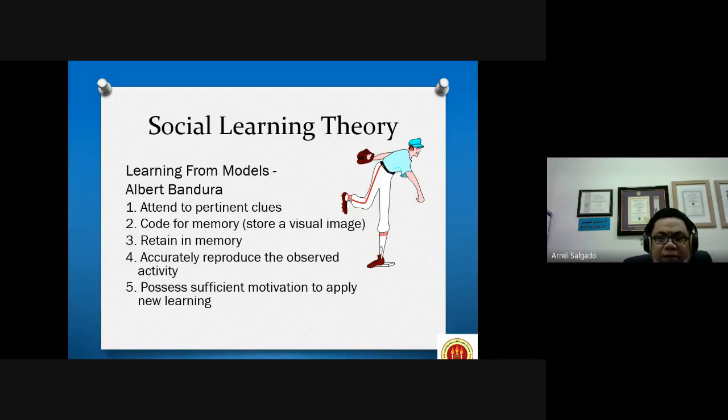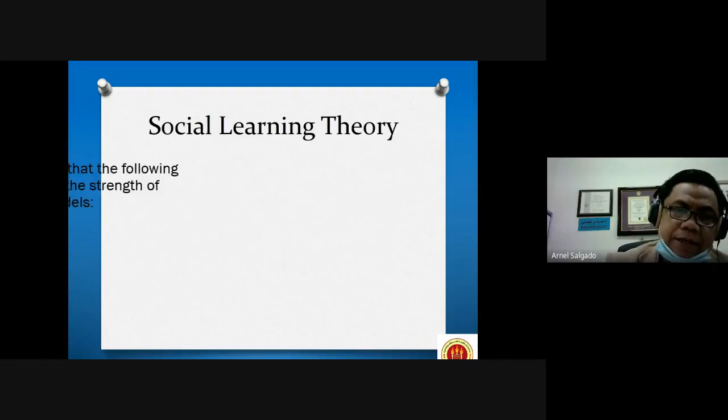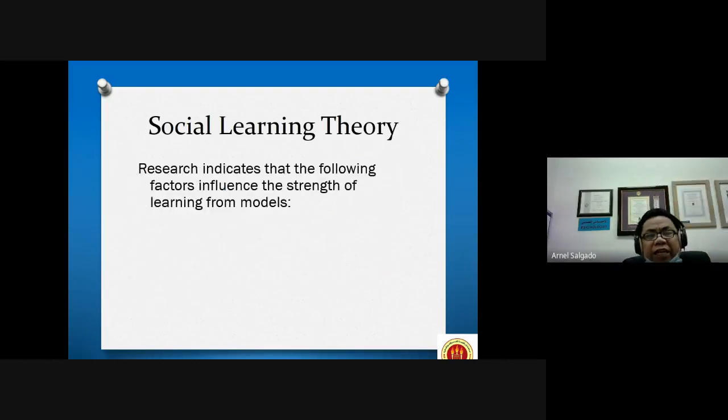That particular movement, that particular skill I learned from my teacher, I still adapt today, although there are some modifications. Copying and imitation are the key in social learning theory. You see? So you do that all the time in your learning. Now, research would indicate that the following factors will influence the strength of learning from models.